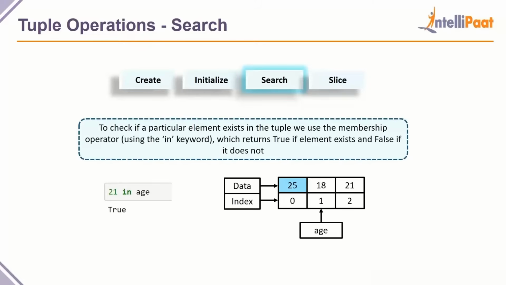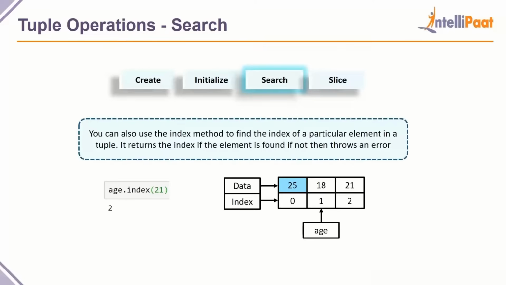Let's take a look at a visualization here on our right hand side. 25 is not equal to 21, so we move on. 18 is not equal to 21. 21 is equal to 21, so we found the number, we return true. Now you can also use the index method to find the index of a particular element in a tuple. It returns the index of the element if it's found, and if it's not found, then it throws an error.